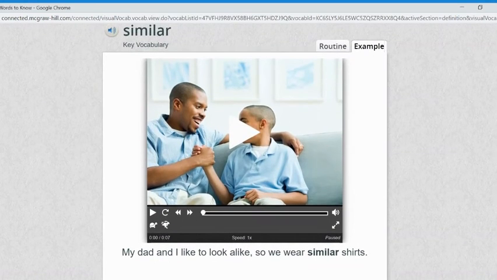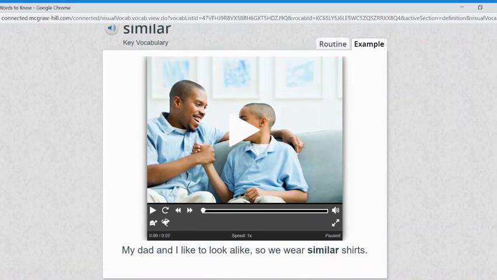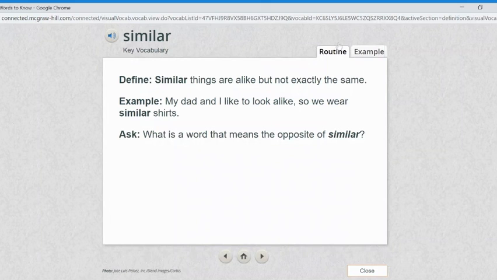Our next word is similar. My dad and I look alike, so we wear similar shirts. Similar. Things are alike, but not exactly the same.